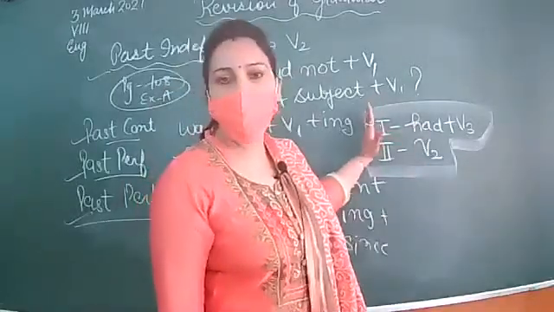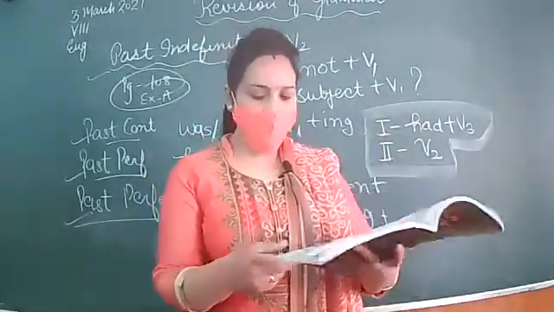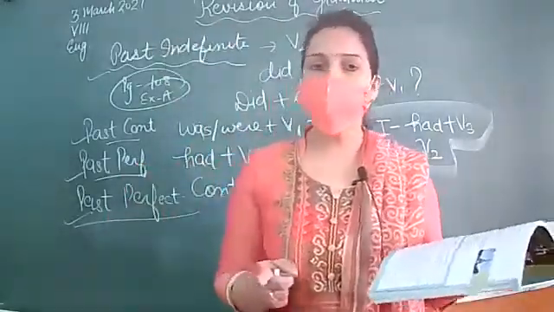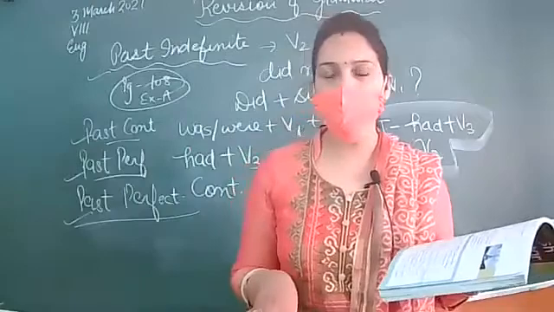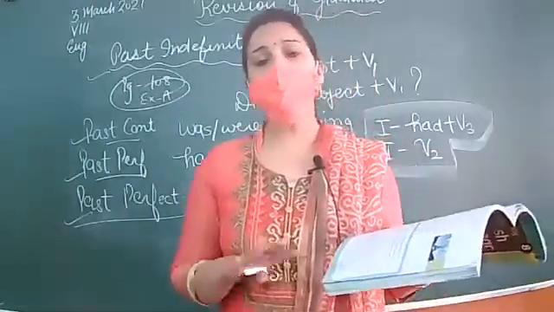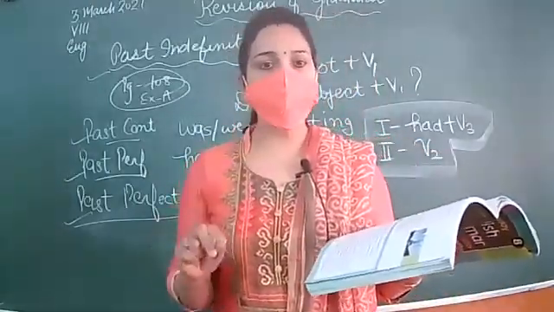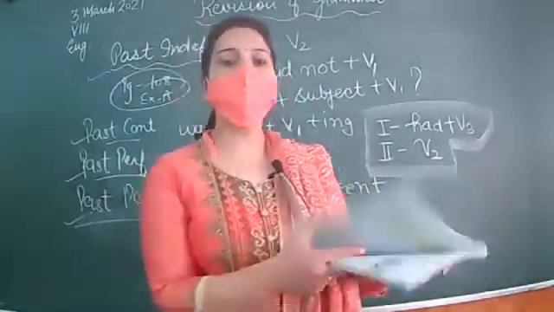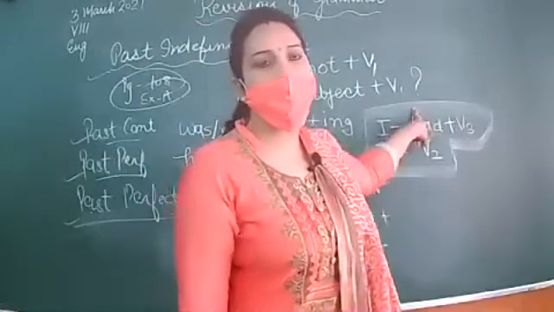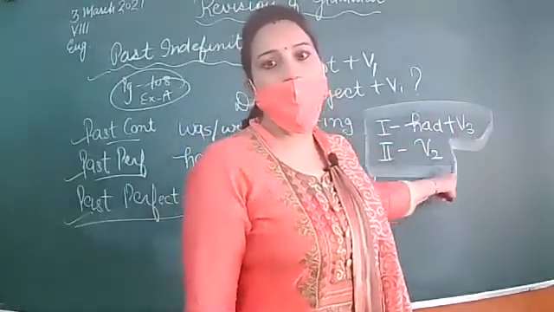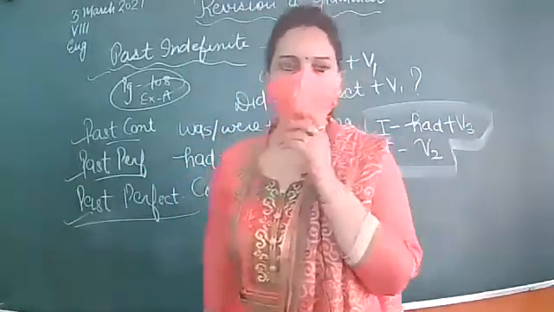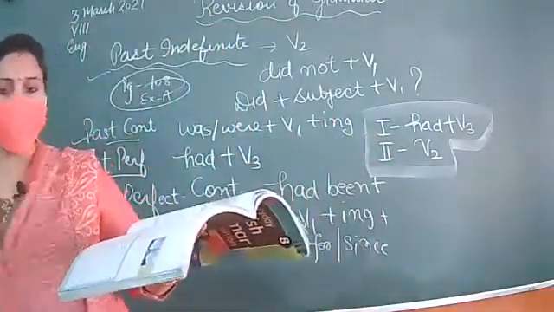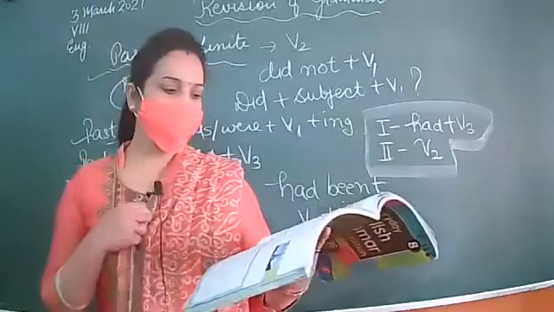By keeping only this simple rule, you can easily solve exercise 109, and you will not face any kind of difficulty while doing these exercises. There are so many chances that such kind of sentences are always asked and students get confused. But keep only one rule in your mind: for the first action, had plus third form; for the second action, verb second form. Clear? Now let's begin exercise B, page number 109.